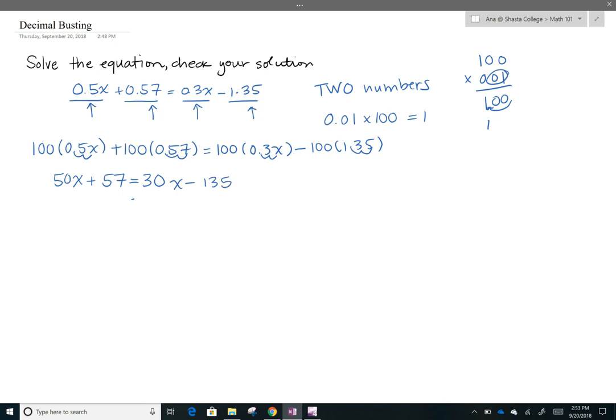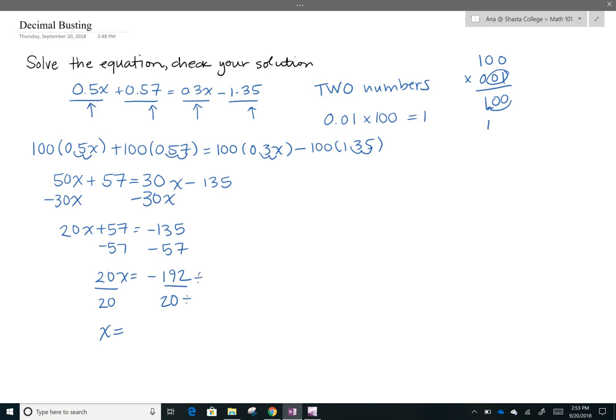I want to combine my x's. I'm going to subtract 30x from both sides of the equal sign. And I have 20x plus 57 equals negative 135. I subtract 57 from both sides, and I get 20x equals negative 192. I divide both sides by 20, and I get x equals, I'm going to reduce this by 2, and then I'm going to reduce it by 10.